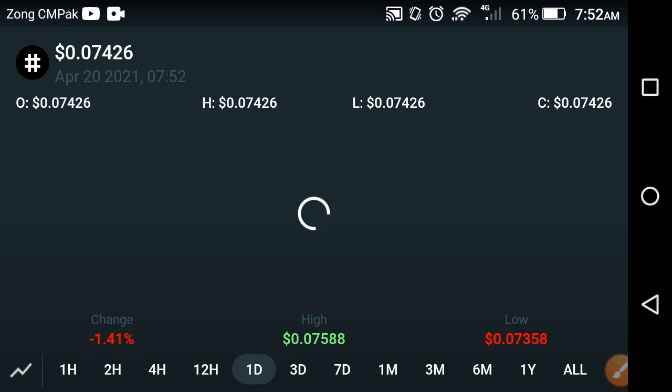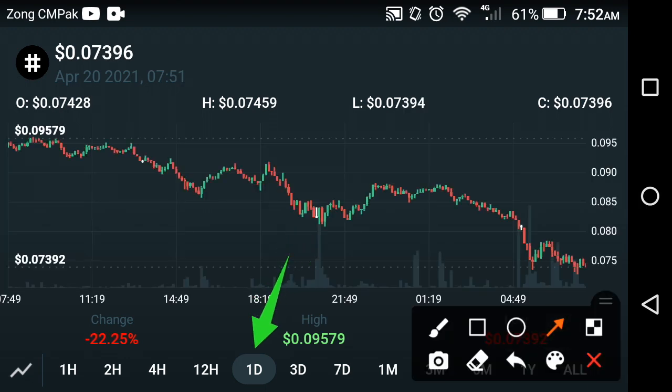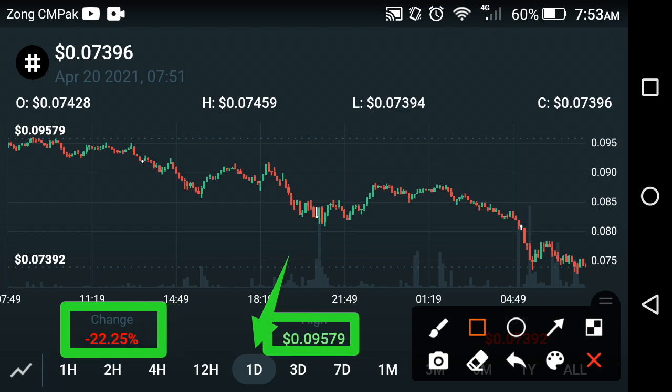Now let's see the last 1 day price prediction. What was the change in the previous 1 day? As you can see here, the change in Reserve Rights token in the last 1 day is about negative 22.25%. The high price is about 0.09579 USD for Reserve Rights token in the last 1 day.